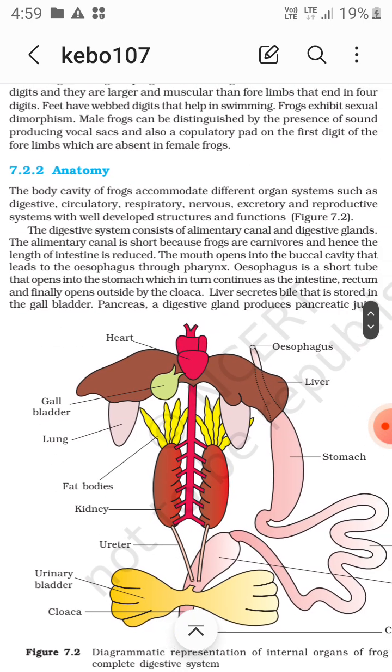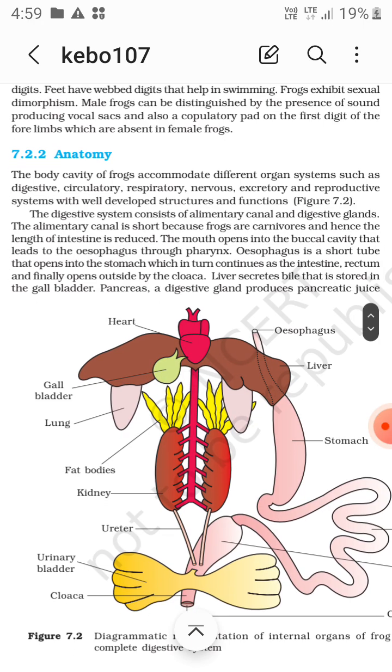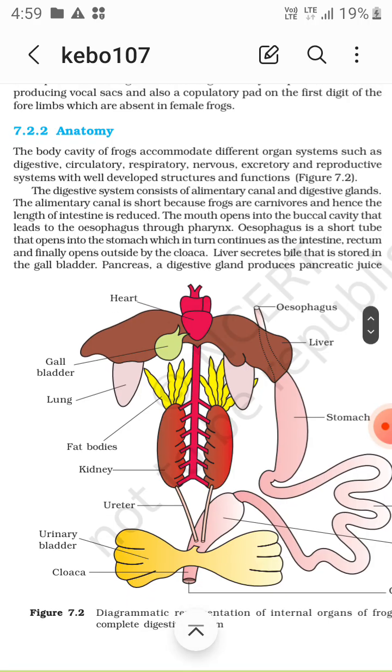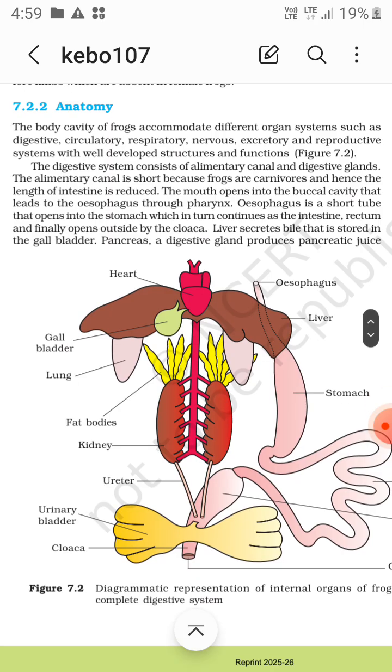Now the anatomy, right? The body cavity of frogs accommodates different organ systems such as digestive, circulatory, respiratory, nervous, excretory, and reproductive systems with well-developed structures and functions. The digestive system consists of the alimentary canal and digestive glands. The alimentary canal is short because frogs are carnivorous, and hence the length of the intestine is reduced.